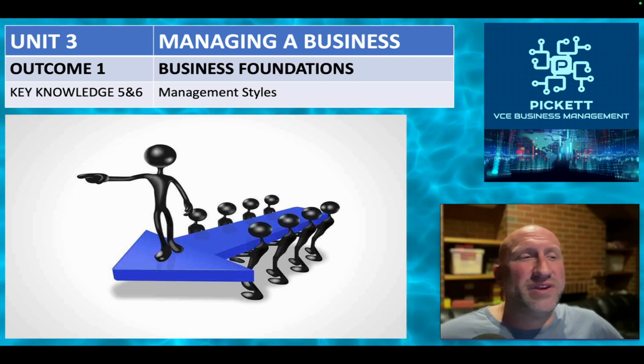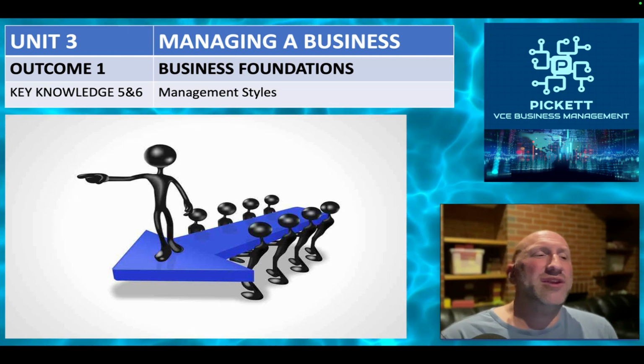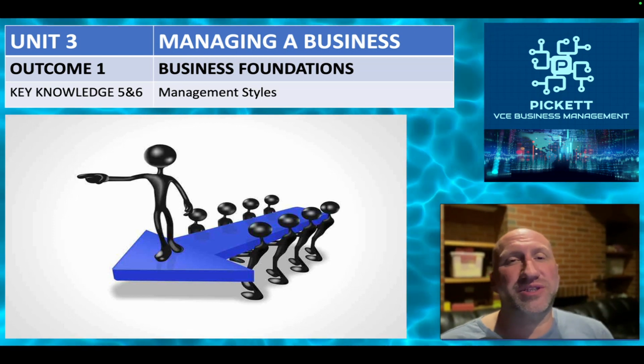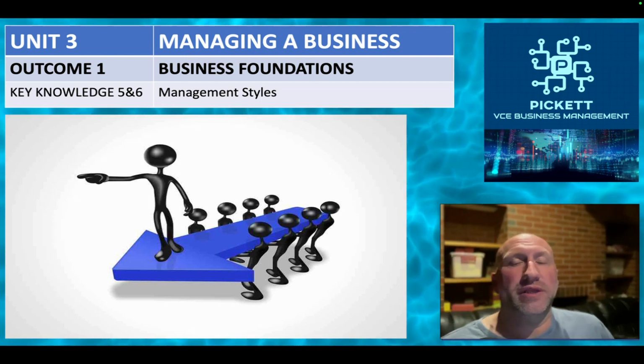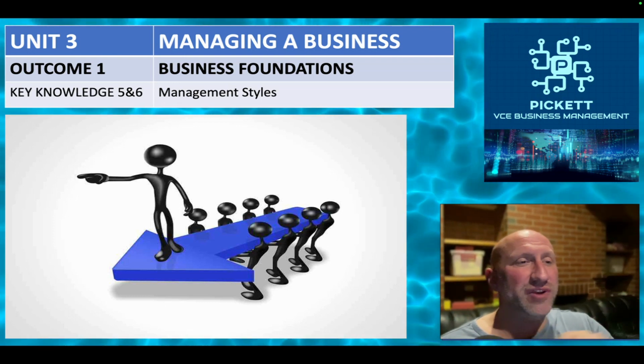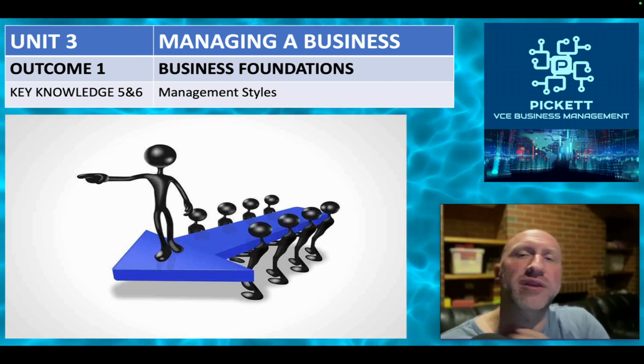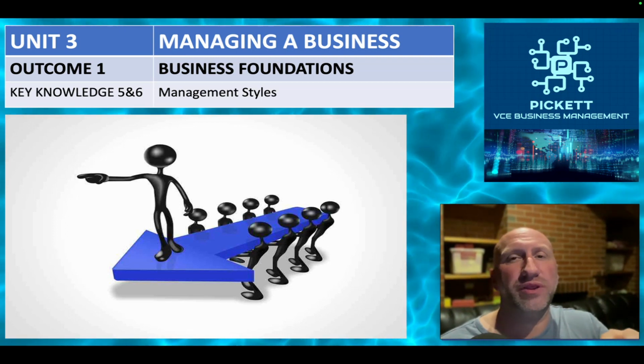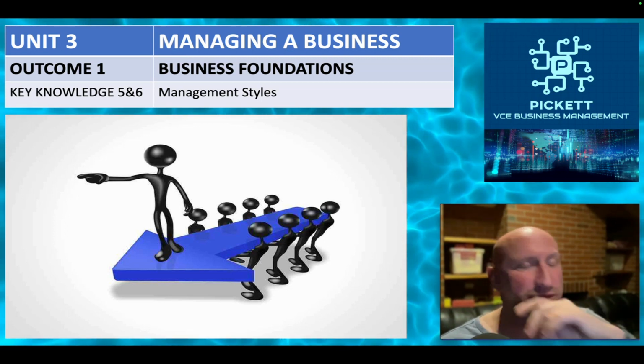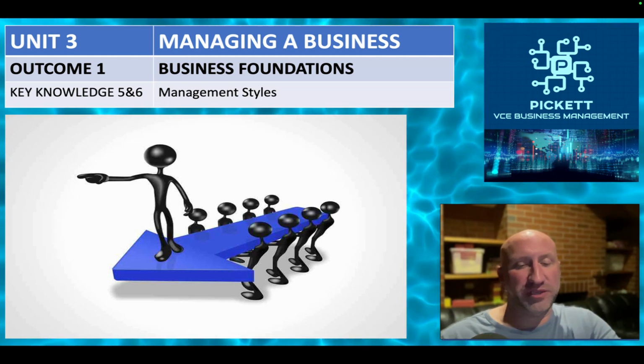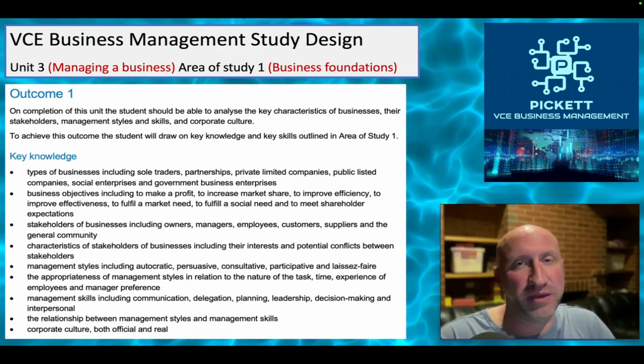And today's video, Unit 3 Outcome 1, Key Knowledges 5 and 6. So it's another one of these double key knowledge dot point videos. And both of those key knowledge dot points are associated with something called management styles, which is why we treat them as one topic, if you like, and cover them in the one video.